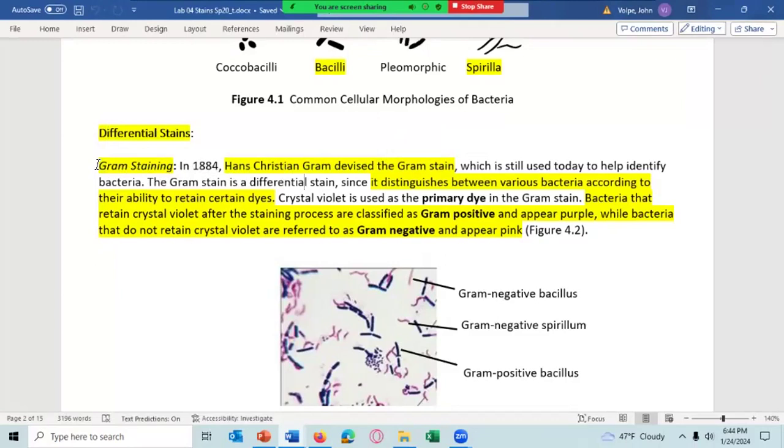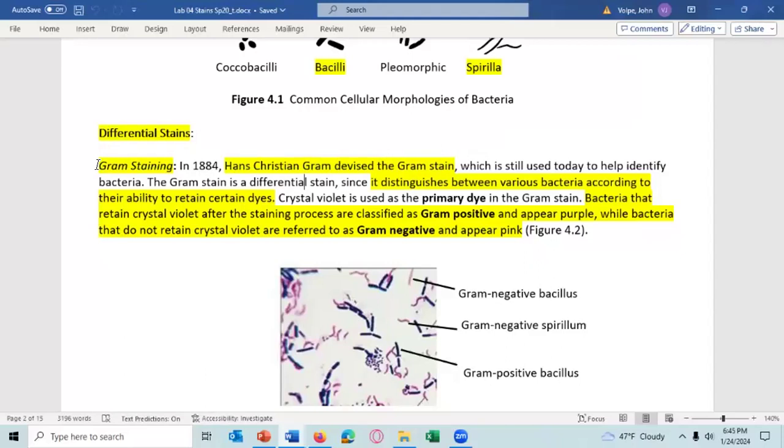Dr. Gram did devise the gram stain to be a differential stain. However, he used it to differentially stain the bacterial cells that were causing an infection in a patient from the patient's own cells, meaning the bacteria cells stained purple, and then the patient's own cells stained pinkish. And that's what he used it for.